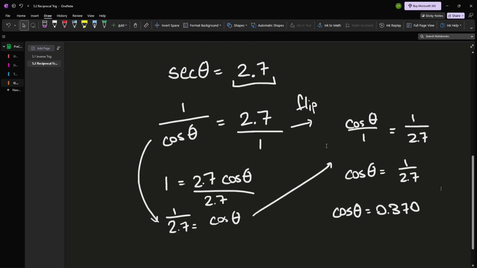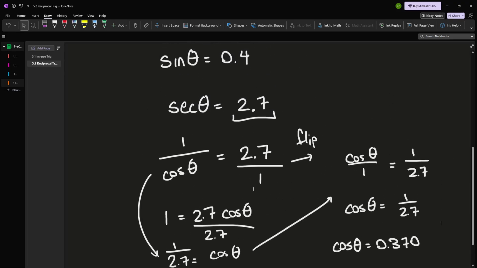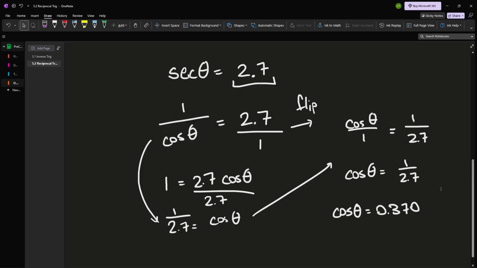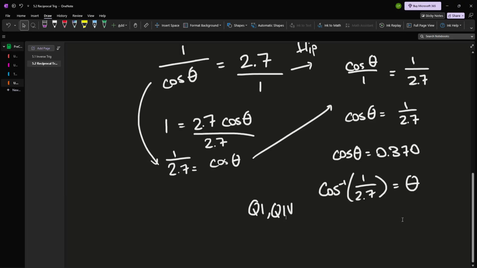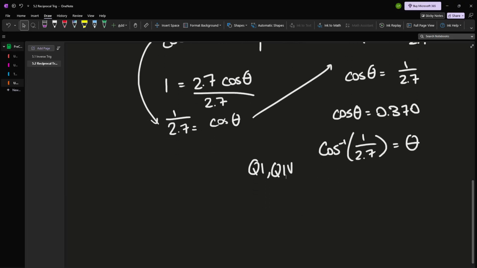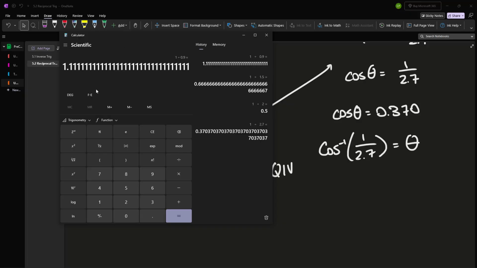So this is how we solve for reciprocal. When you have reciprocals, you flip, and you solve like normal. So I do inverse cosine of 1 over 2.7 equal to theta. For cosine, I have quadrant 1 and quadrant 4 for when it's positive, and we can solve it out fully. I will solve this one out just to double check.